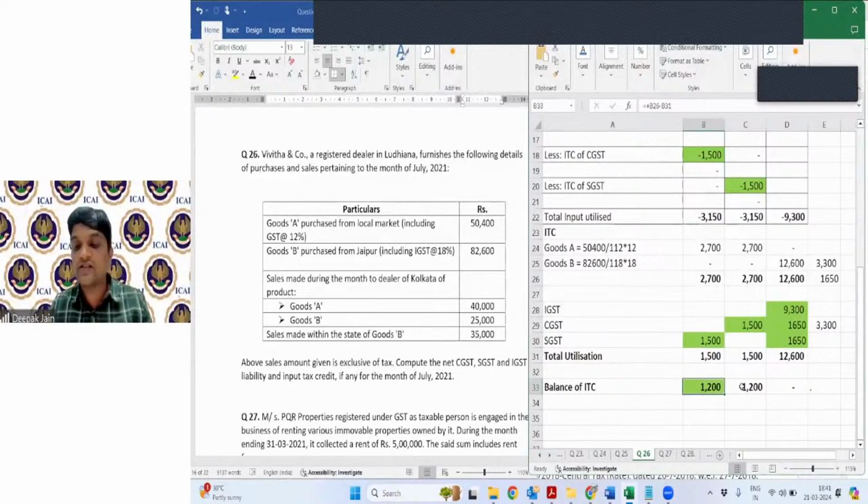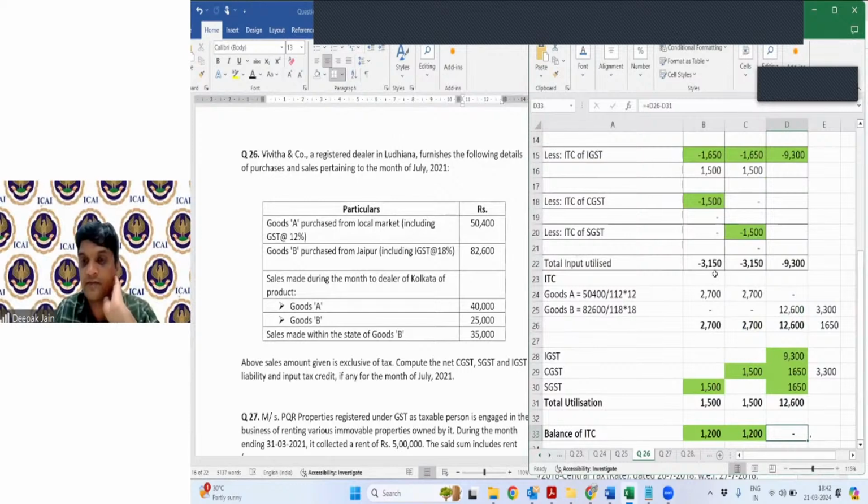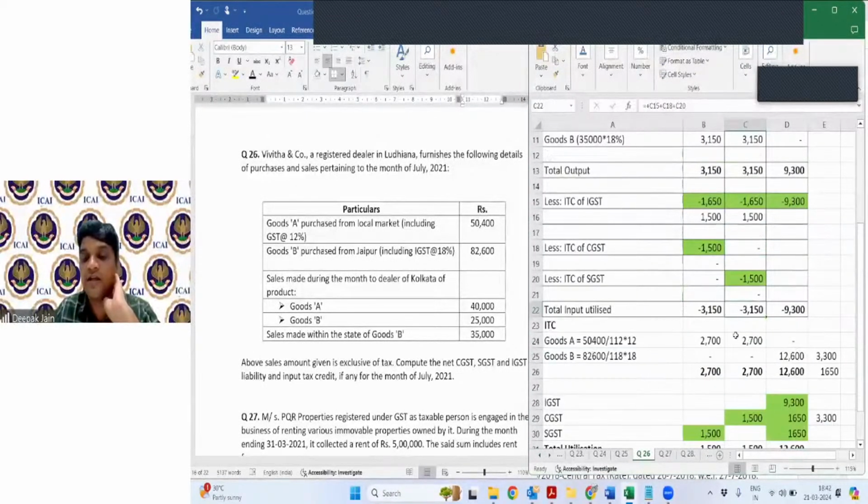Balance is the credit which is carried forward. Similarly for CGST and SGST. IGST nothing, because I have utilized full IGST for CGST and SGST respectively. Fine. So total ITC utilized. So nothing is payable in cash.